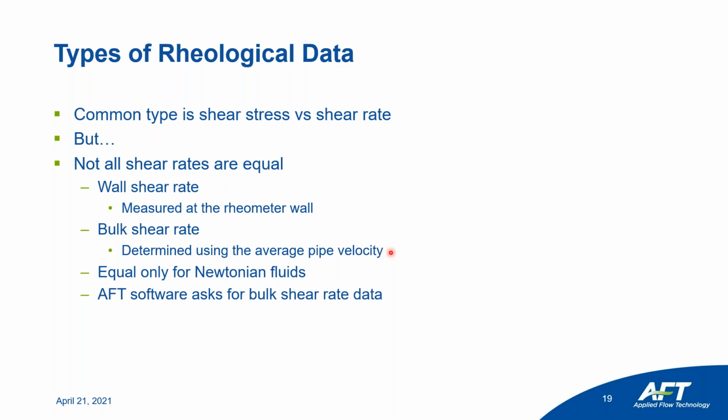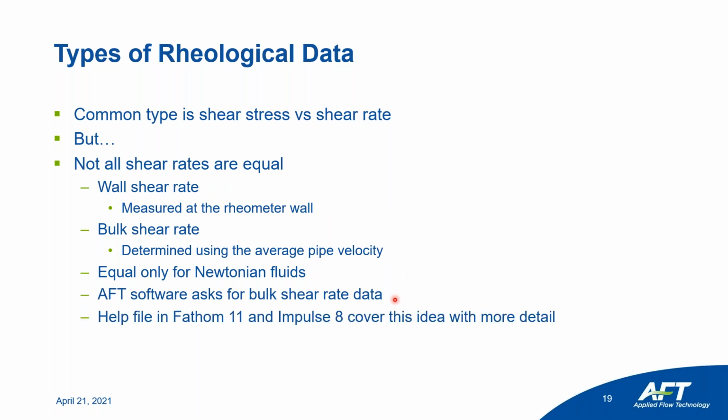So AFT software is going to ask for this bulk shear rate data. It was built on the assumption that for the most part, an engineer is going to have this kind of empirical style data. However, it's still very common for engineers to have the experimental data. So one improvement we're looking to make for Fathom 12 and Impulse 9 would be to add in multiple options for this rheological data input.